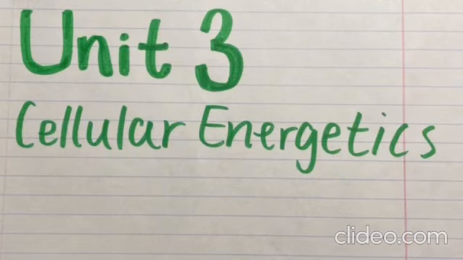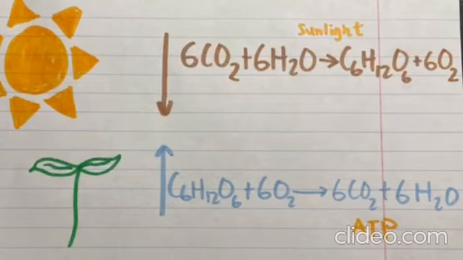Unit 3 is on cellular energetics, which weighs 12 to 16% on the national exam. The most important concepts in this unit are cellular respiration and photosynthesis. These 2 reactions are the opposite of each other, as one uses energy in the sunlight to form glucose and the other uses glucose to produce ATP and energy.